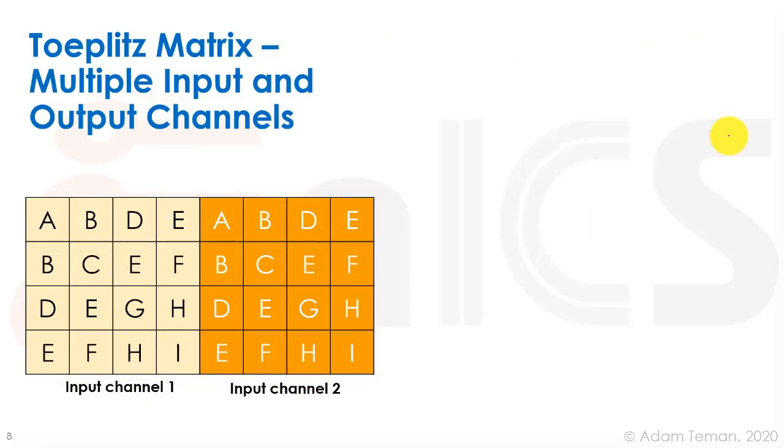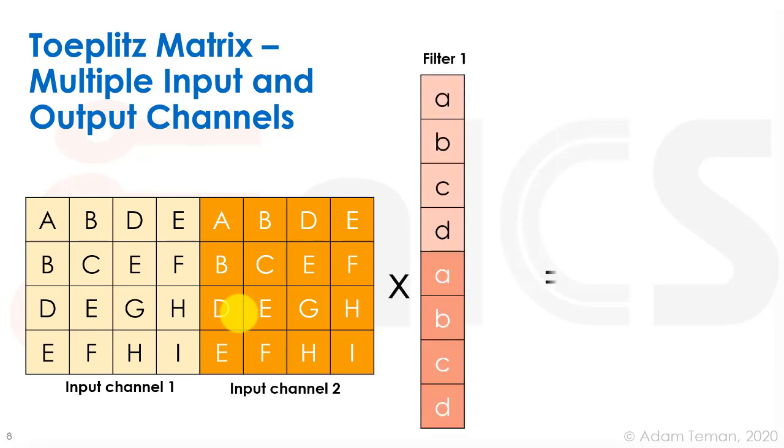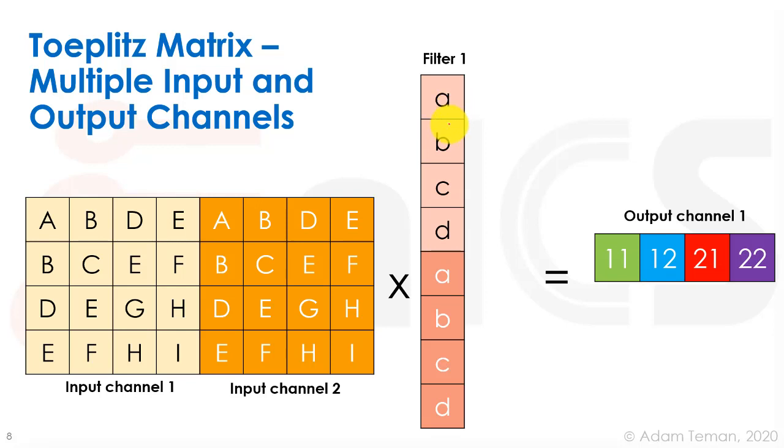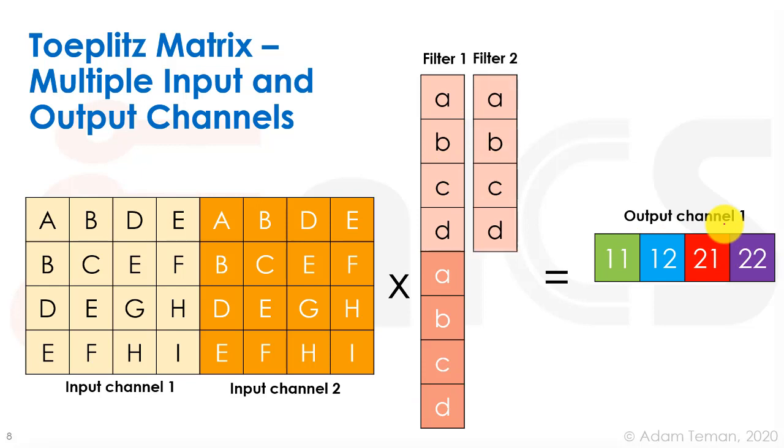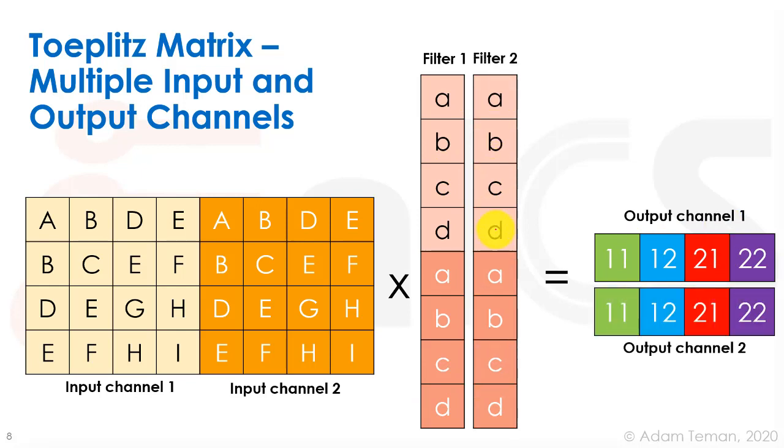What about if we have multiple output channels, which is actually multiple filters? So again, we have our side-by-side Toeplitz matrices of our multiple input channels, and we have our first filter, one on top of the other, and that gives us output channel 1. Now we just need to take our second filter and also put it there with each channel on top of the other, and it gives us output channel 2.